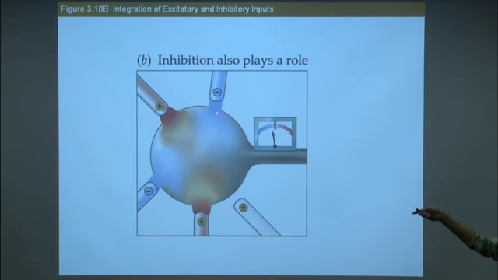It looks like the inhibition is the closest to the axon hillock. We have both inhibition and excitation, and this just keeps it farther away from firing with both inhibition and excitation, and so the cell is not firing right here in this configuration.